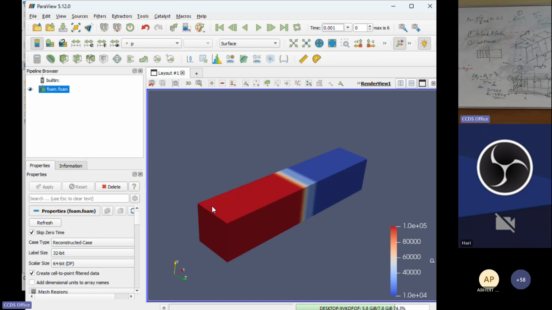But what is this? Sorry, this is at the 7th second. You go back certain steps, go over here, you can play the simulation.